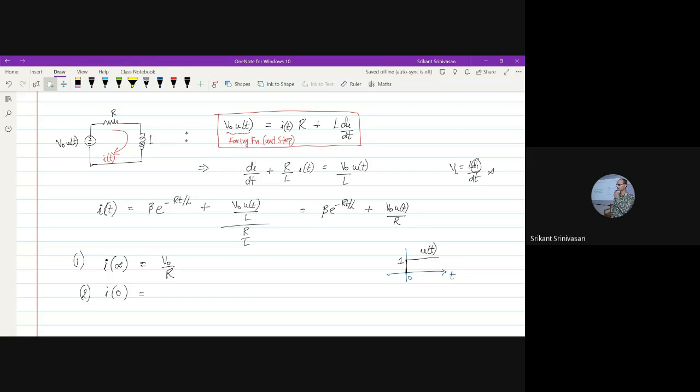Therefore, I know that the circuit was off. Before time t equal to 0, there was no current flowing because the circuit was switched off. I turned it on at t equal to 0. Instantaneously, current cannot flow, so I of 0 still has to be 0. It will gradually build up. So I of 0 is 0, and that is equal to what? Beta, because I've put t equal to 0 over here. That means this exponential term is gone. I'm left with beta plus V naught over R. Everybody got this?